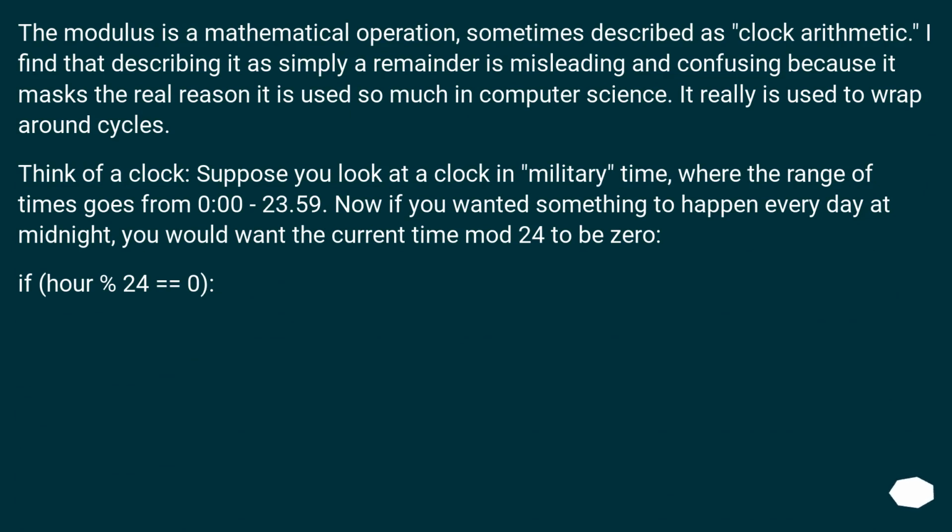The modulus is a mathematical operation, sometimes described as clock arithmetic. I find that describing it as simply a remainder is misleading and confusing because it masks the real reason it is used so much in computer science. It really is used to wrap around cycles. Think of a clock. Suppose you look at a clock in military time, where the range of times goes from 0 o'clock to 23:59. Now if you wanted something to happen every day at midnight, you would want the current time mod 24 to be 0. If hour % 24 equals 0.